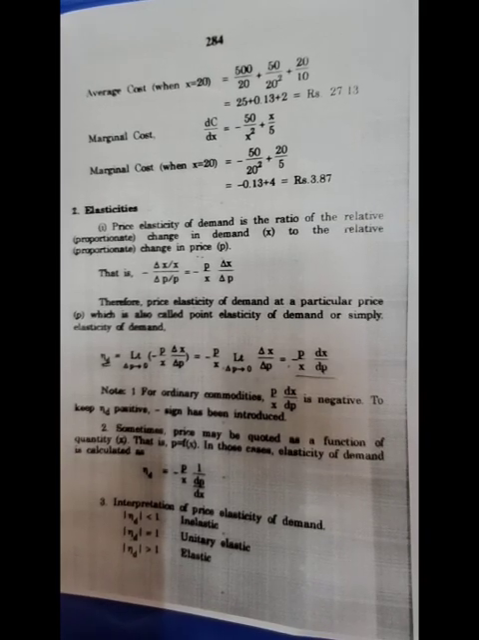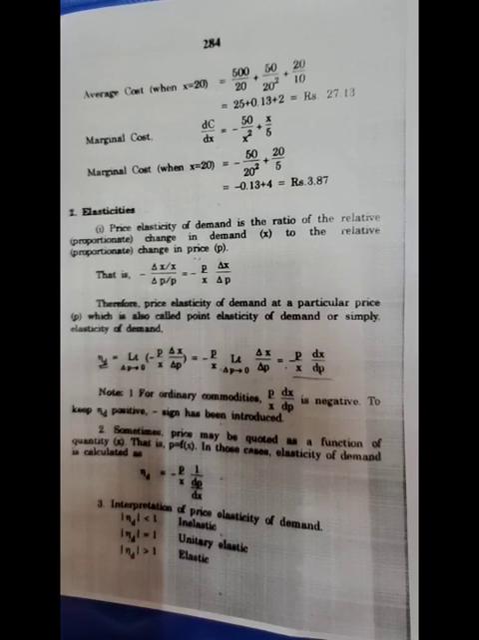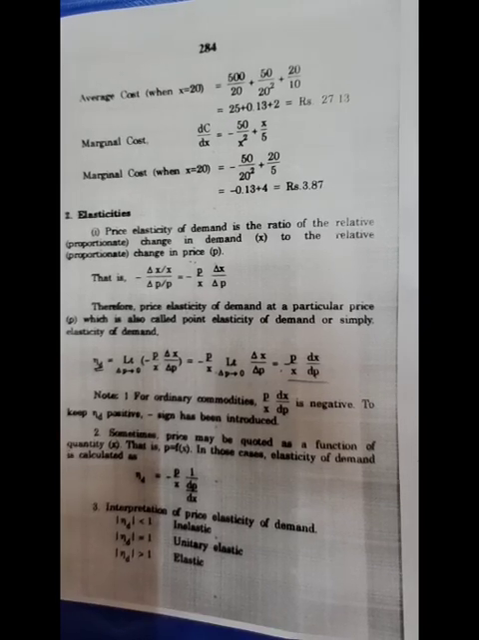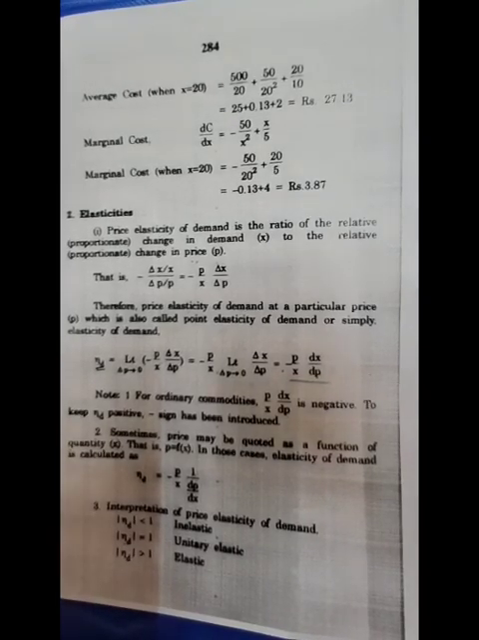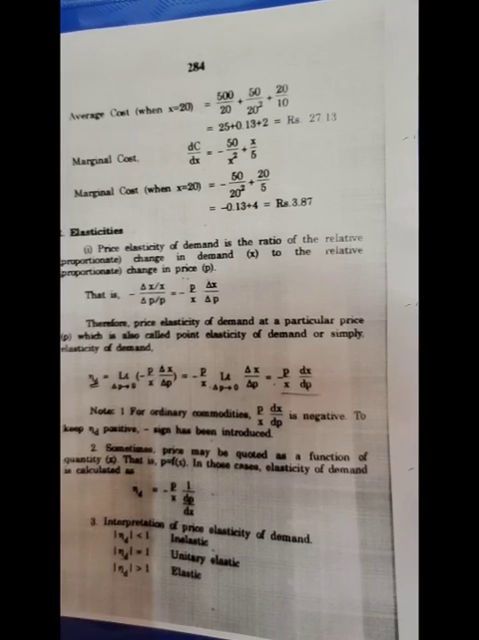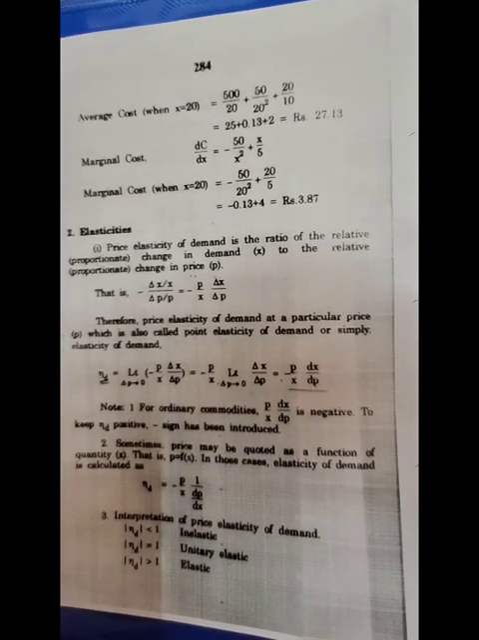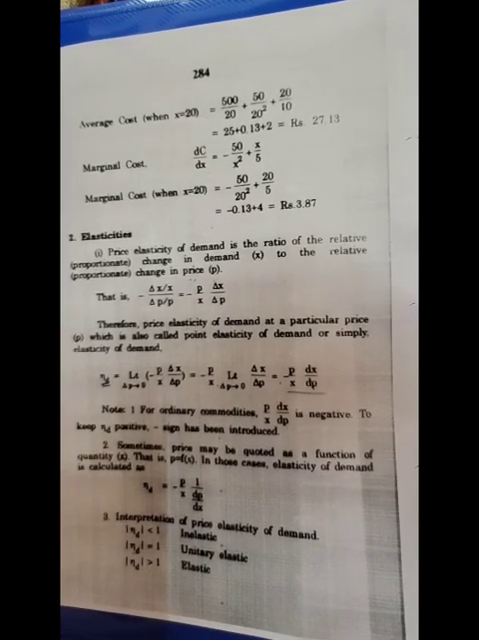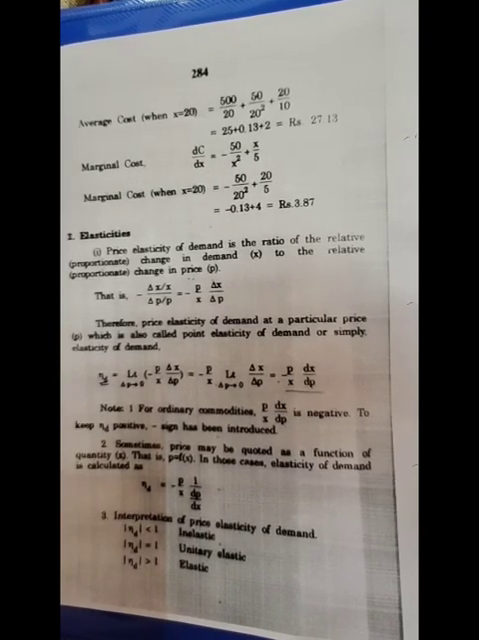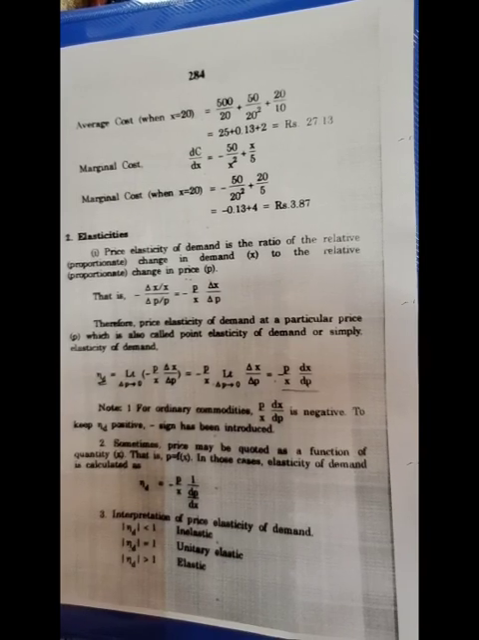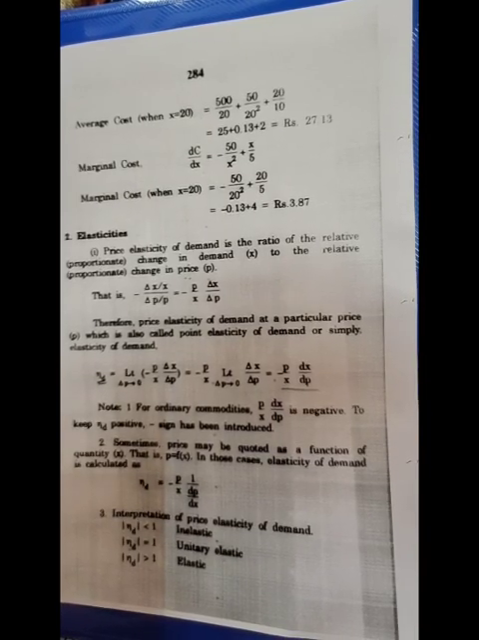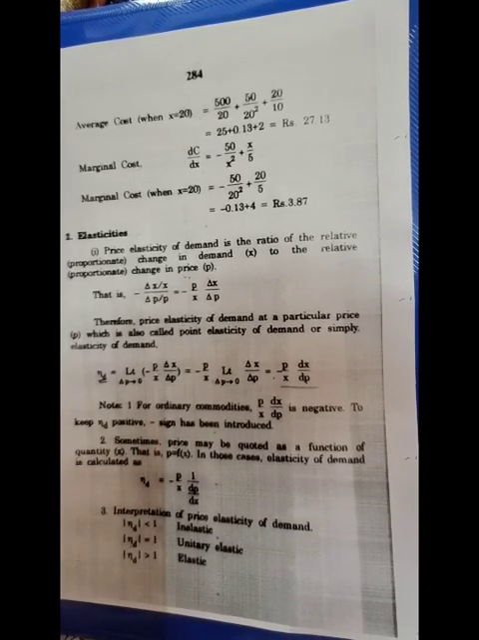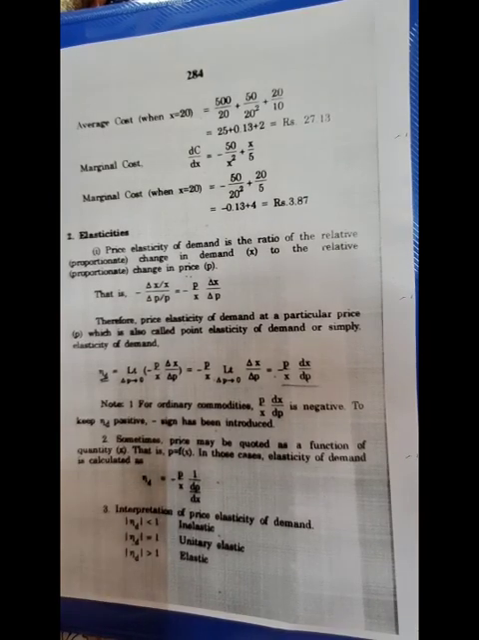For ordinary commodities, dX by dP is negative. To keep elasticity of demand positive, a minus sign has been introduced. Sometimes price may be quoted as a function of quantity X, that is P is equal to function of X. In those cases, elasticity of demand is calculated as minus P by X into 1 by derivative of P divided by derivative of X.